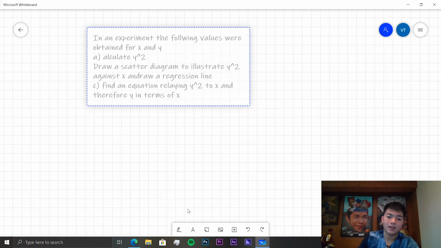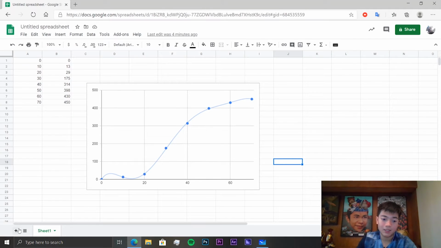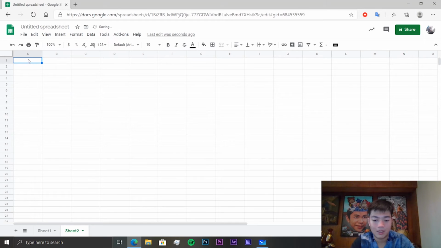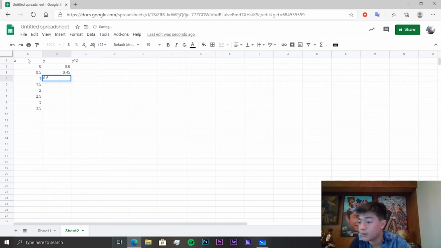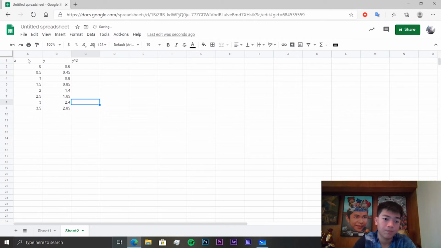Okay, so I will write the table in Google Sheets because it's simpler to operate there. If you have a graphical calculator, the results should be the exact same. So we have x, y, and y squared. x is 0, 0.5, actually 1, 1.5, 2, 2.5, 3, 3.5. Then we have y: 0.6, 0.45, 0.8, 0.85, 1.4, 1.65, 2.4, and 2.85.